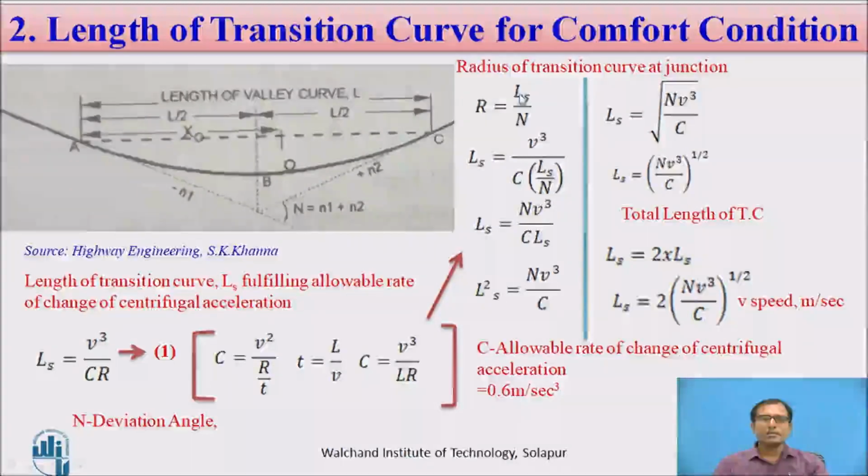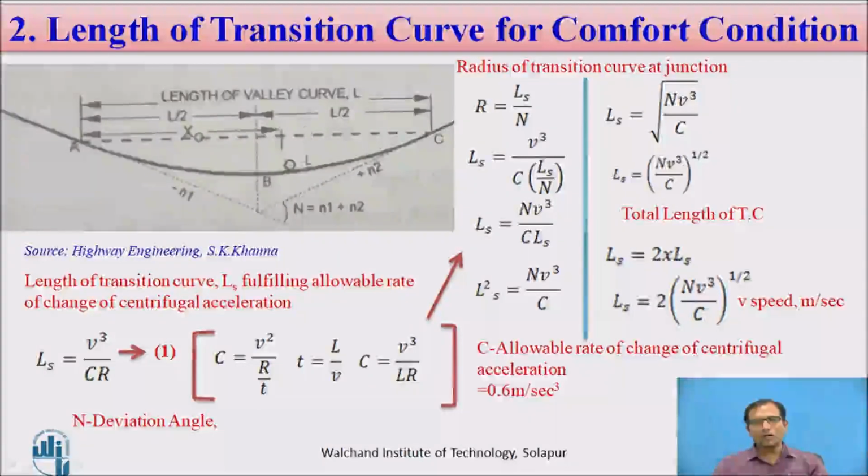Now further, to calculate the radius of the curve, that is Ls upon n, the length of the transition divided by the deviation angle, put the R value in this equation. R equal to Ls upon n, so Ls equal to n V cube upon C into Ls, or Ls square equal to n V cube upon C, or Ls equal to square root of n V cube upon C. So the final equation, Ls equal to n V cube upon C whole to the power of 1 by 2. So that is the length of the transition curve.